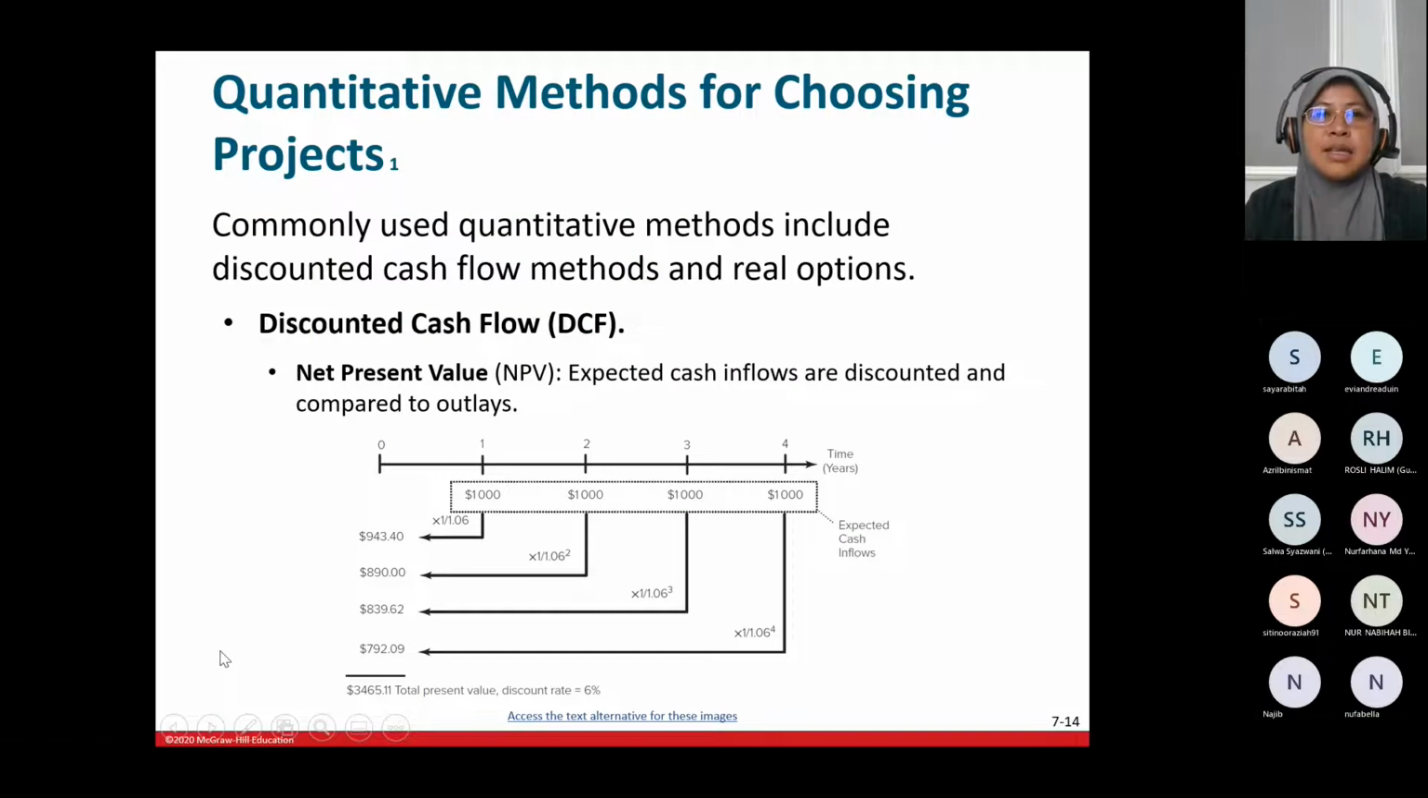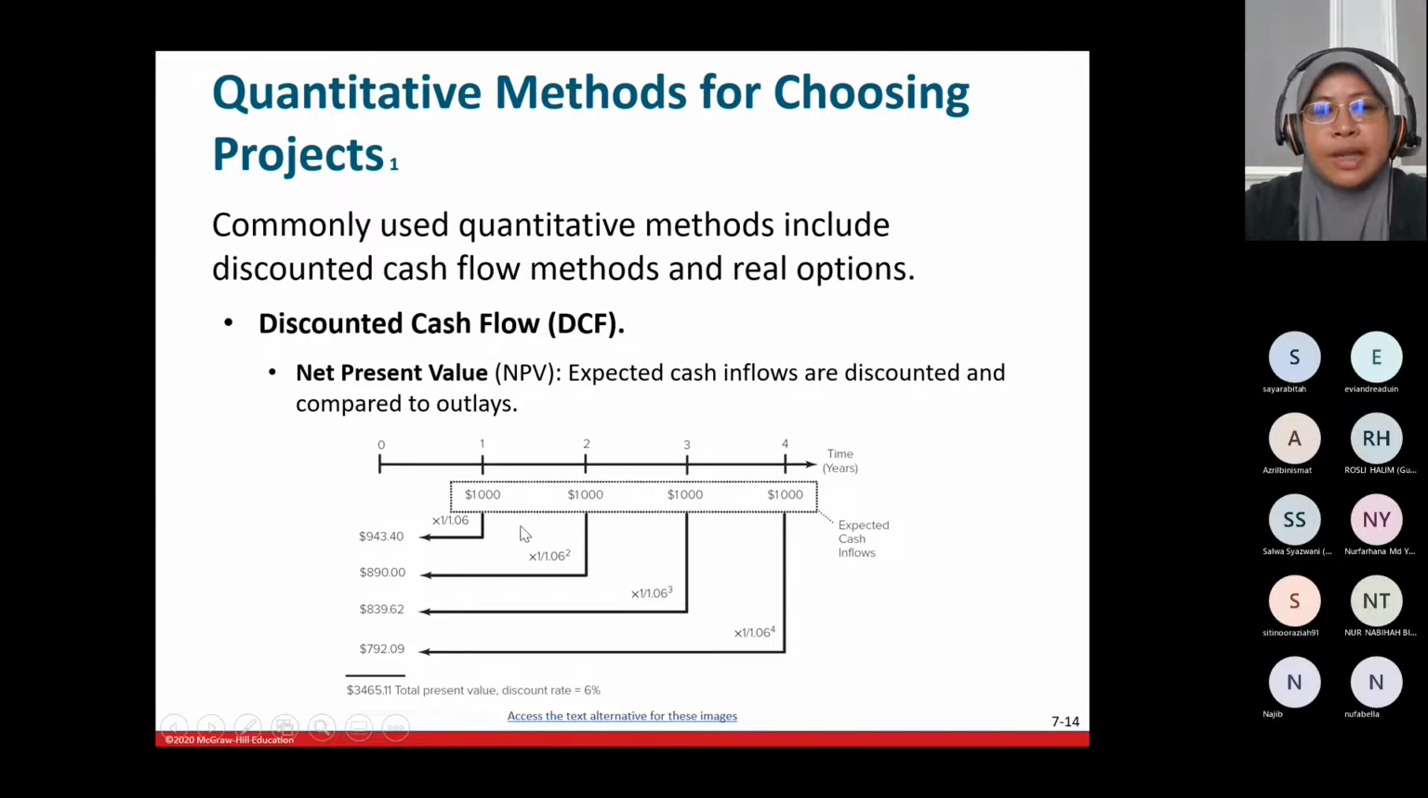Okay, this is the quantitative method for choosing the project. Commonly used quantitative methods include the discounted cash flow method and real options. So in quantitative, there are two types the company can use, either discounted cash flow, DCF, or real options. This is the first one.